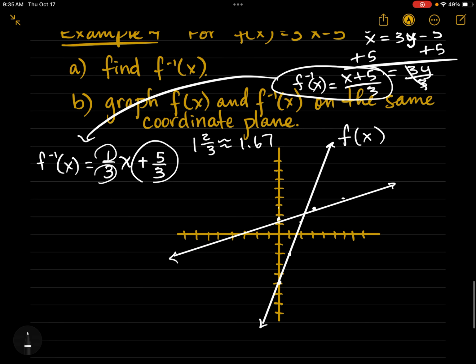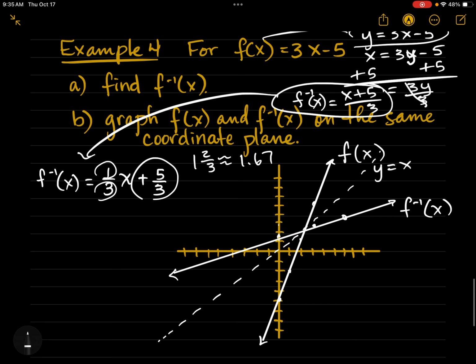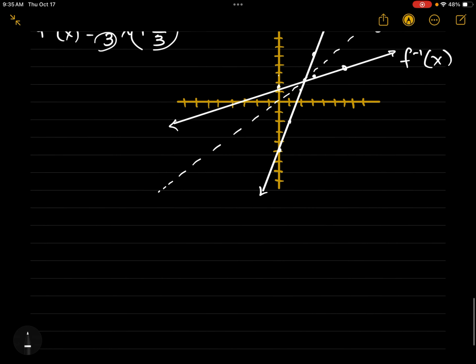Close enough. What I want you to know is there's a reflection in that perfect diagonal right here. This line is known as y equals x. And later, that's going to mean a lot. We're going to see that all the points, the xy's are switched for each and every point. So it's going to be pretty interesting. We'll talk about that later.